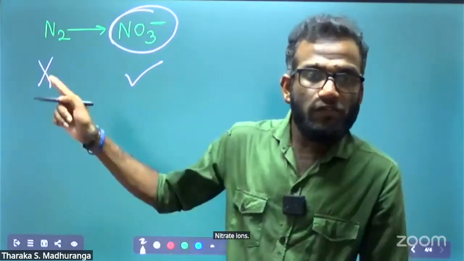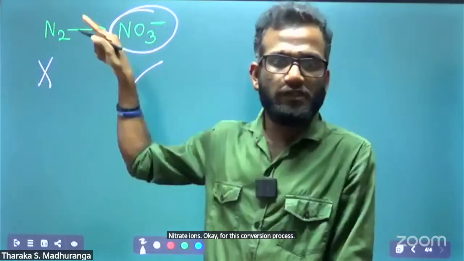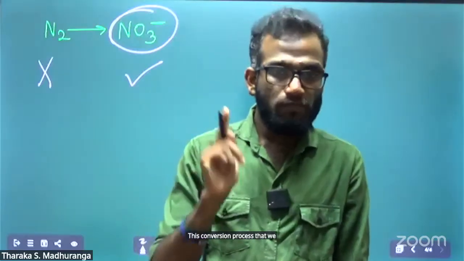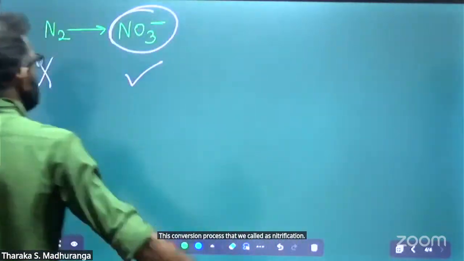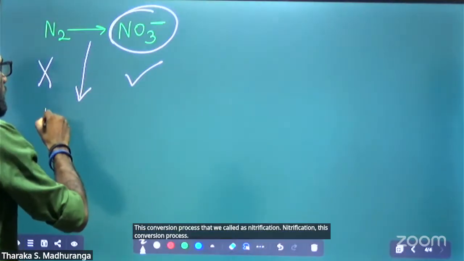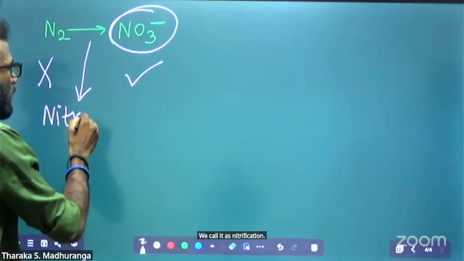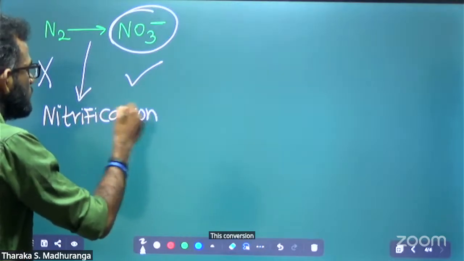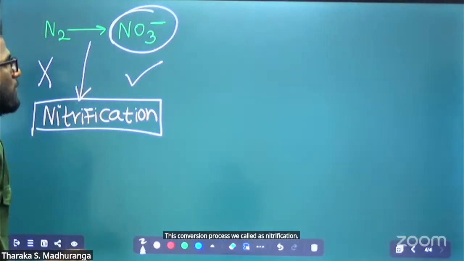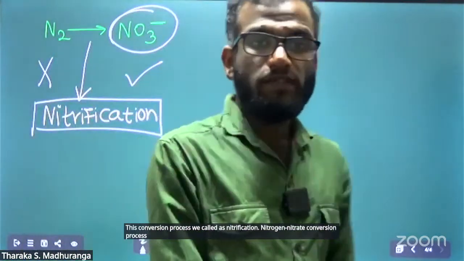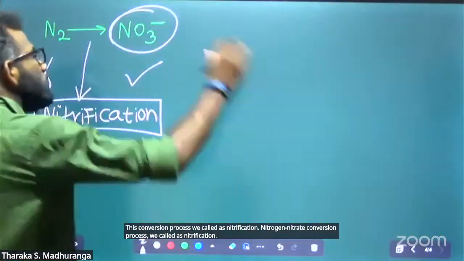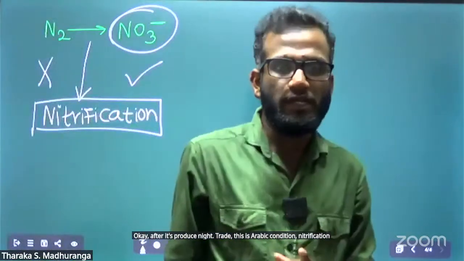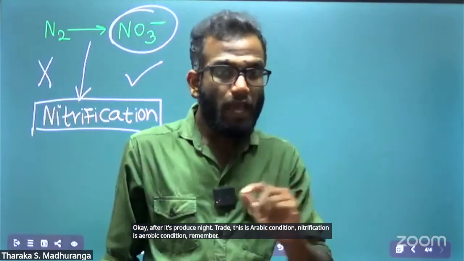Okay, for this conversion process, nitrogen converting into nitrate, we call this conversion process nitrification. After nitrate is produced, this is an aerobic condition. Nitrification is an aerobic condition. Remember, nitrification is done by aerobic bacteria.